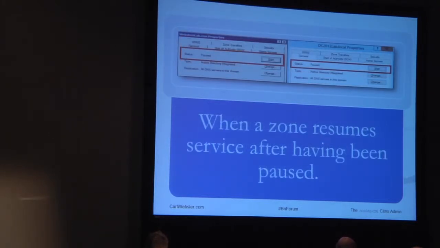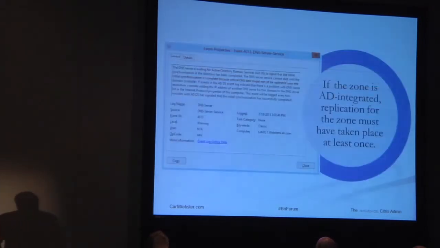When a zone resumes service after having been paused, this one puzzles me because I actually see people pausing their zones. Why they pause their DNS zones is beyond me. But if you pause the zone, it can't calculate the start scavenging time. And some people will pause it, and then they'll go out and set all the other checkboxes, and then they'll come back and start it. When you click start with all the other things set properly, the start scavenging time will then be set.